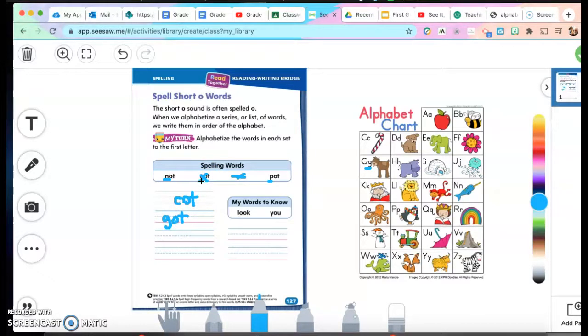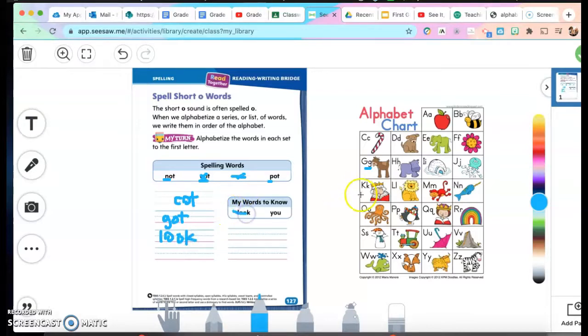And what's going to come next in the alphabet? Let's see, H. I don't see any words that start with H. I. Don't see anything that starts with I. J. Don't see anything that starts with J. K. L. Oh, I see a word that starts with the letter L. Which spelling word starts with the letter L? The word look. So we're going to write look right here. L-O-O-K. And I'm going to draw a line through it.